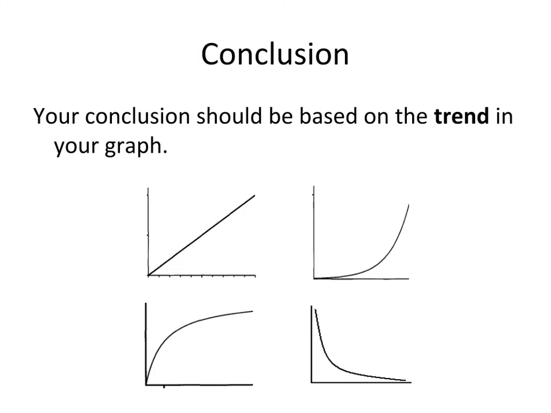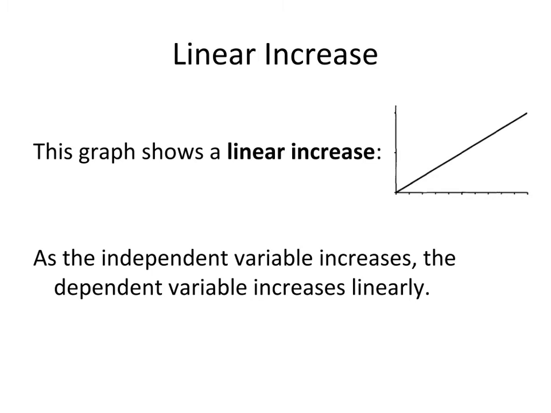Once we have our graph made, we'll look at the shape of the graph, and it will tell us a lot about the relationship we're looking for. So these are the 4 most common shapes of graphs. Here we have a linear graph, and you've seen those before. This tells us that as the independent variable increases, the dependent variable increases linearly. So if I double the independent variable, then that tells me that the dependent variable also doubles.